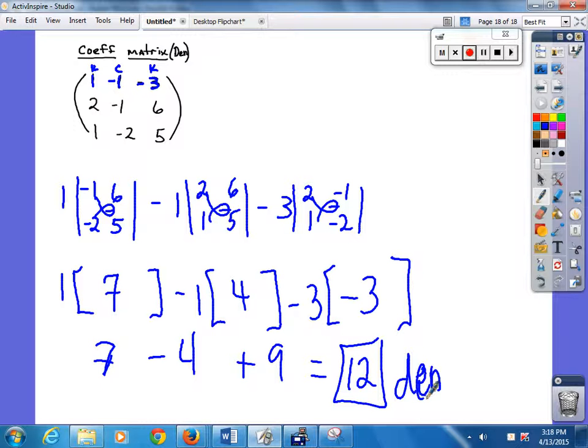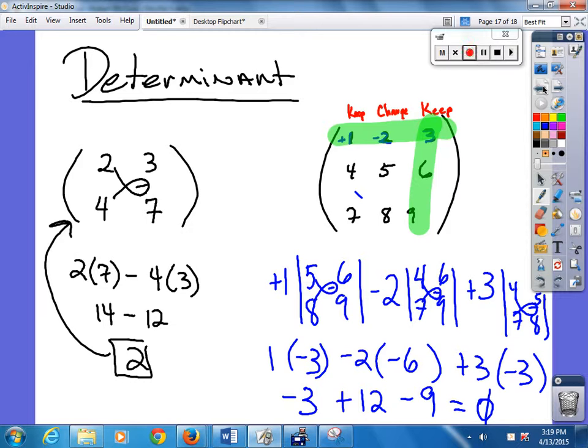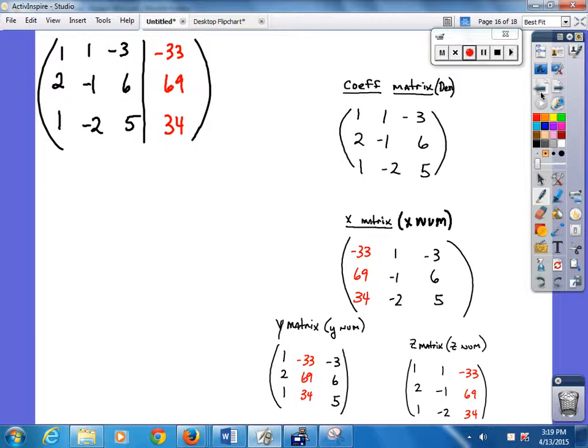12 is our denominator. So in your original, if you have an answer blank on a test or something, you would put 12, because that is your denominator, unless we did something wrong. Now let's take our x.